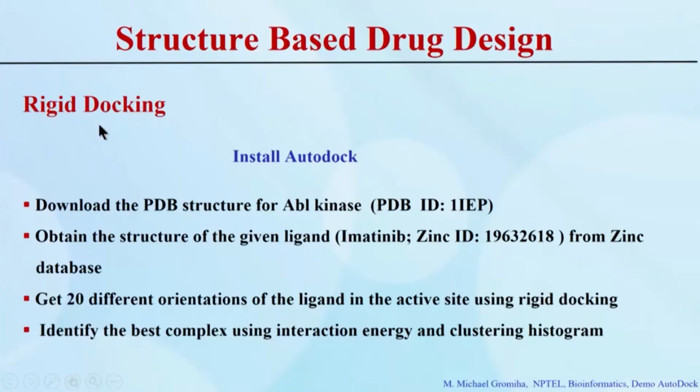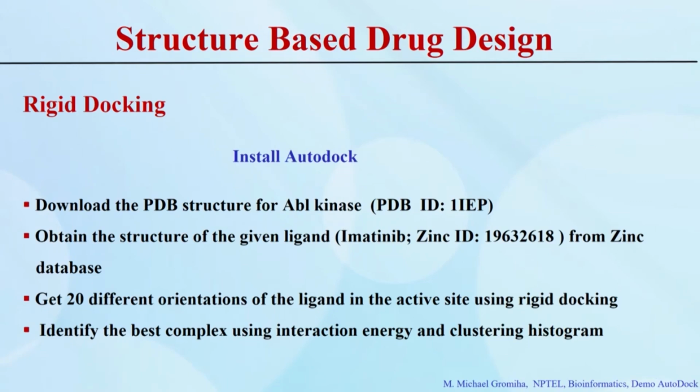In the rigid docking, first you install Autodock. You can go to the Autodock website and follow the procedures to install it, and here we require a protein as well as a ligand. In the example we use the protein ABL kinase and the ligand imatinib. We will get the PDB structure of this ABL kinase from the protein data bank. Here the ID is 1IEP, and the ligand information from any of the small molecule databases like the Zinc database or PubChem and so on.